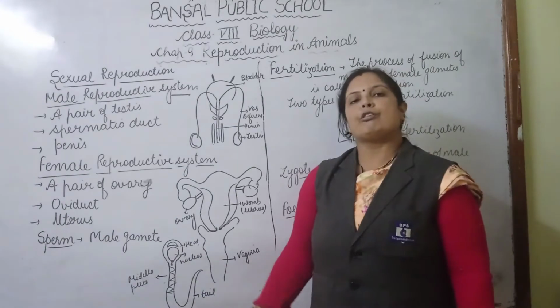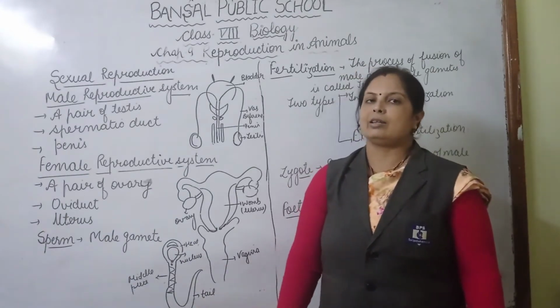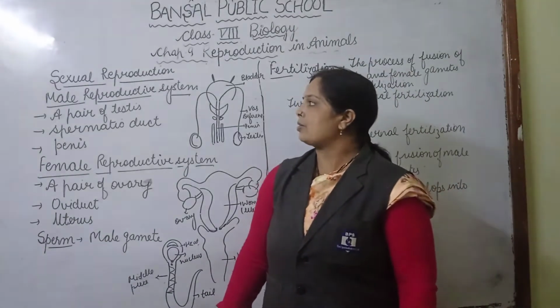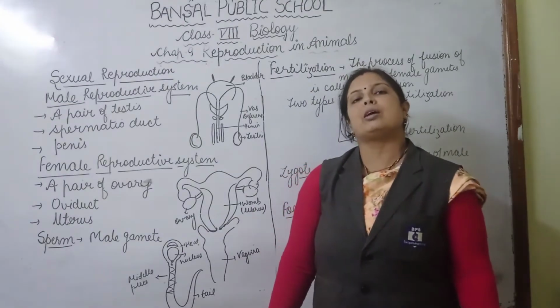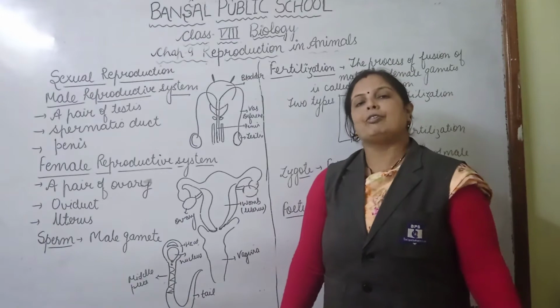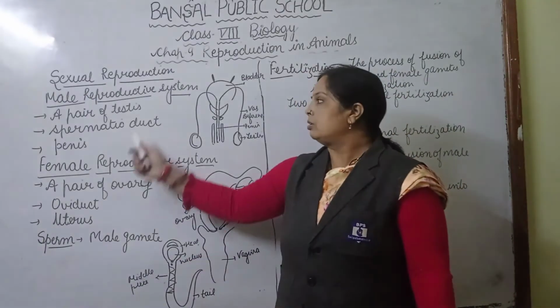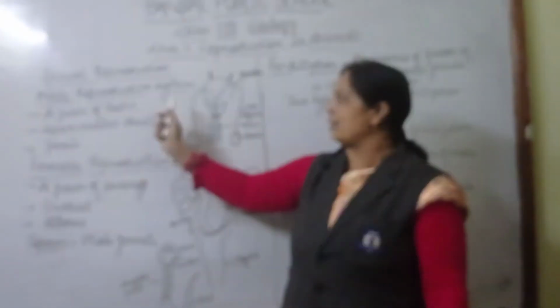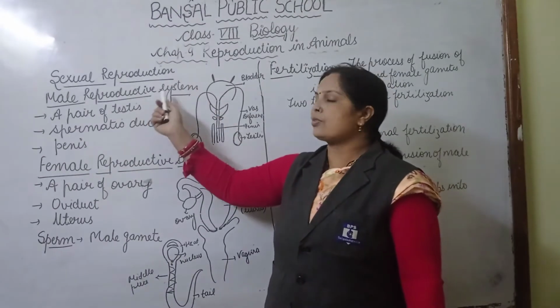Testis produces the male gamete, known as sperms, whereas ovary produces the female gamete, known as ova or egg. So, in other words, we can say that sexual reproduction is a process in which a fusion takes place between male and female gametes. Male gametes are sperms and the female gamete is the ovum. This is known as sexual reproduction. Clear?